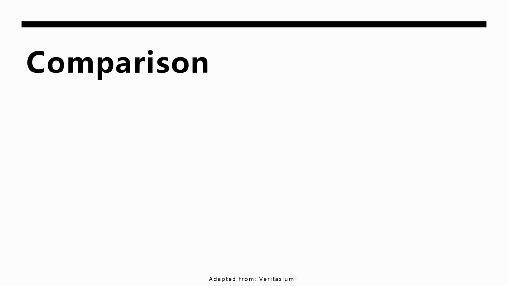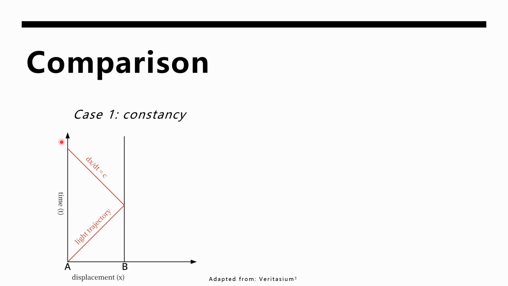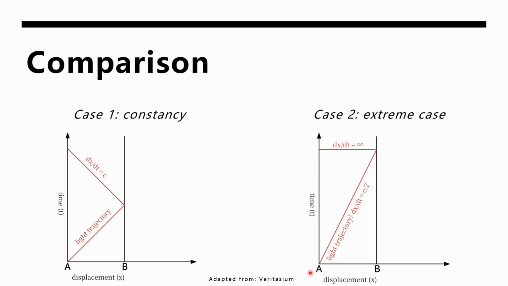Now, we look at a comparison, right? In the first case, we have a constancy, which is that it takes the same amount of time for light to travel from A to B as from B to A. In this case, the one-way speed of light is c, and this is nothing special. This is what's assumed in Einstein's paper. And the more interesting case is, what if it's not? This diagram is also adapted from Veritasium, and this extreme case is that light takes twice as long to travel from A to B, and it comes back instantaneously from B to A.